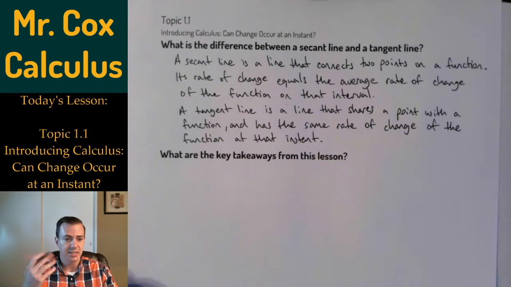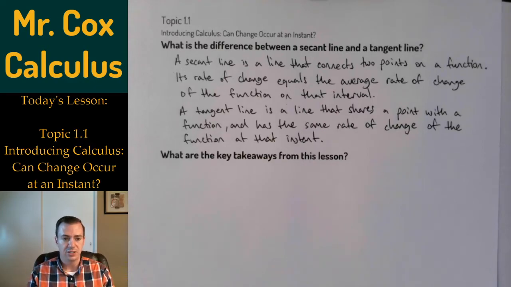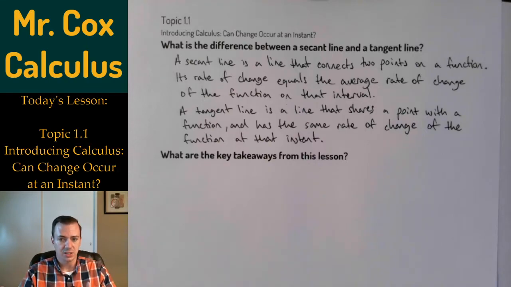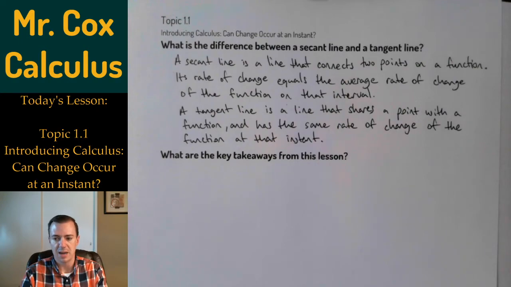And so just stick a pin in these two definitions and associate a secant line as being the rate of change between 2 points. And that's going to be the average rate of change over that interval. And then we have this idea of a tangent line, which goes through 1 point of the function and shares the same rate of change. So stick a pin in these definitions because they'll come up time and time again in these first couple of units of calculus.